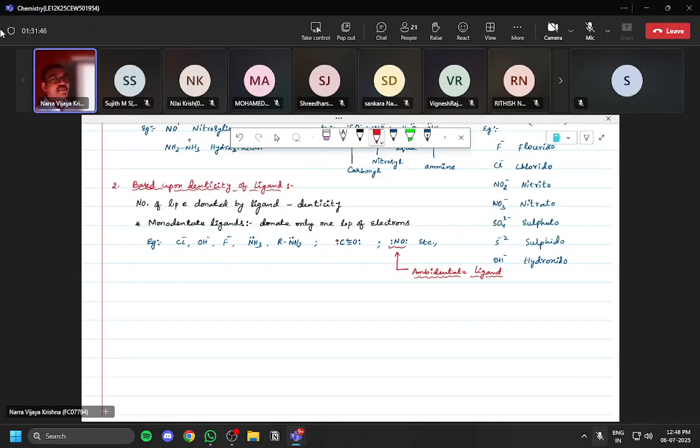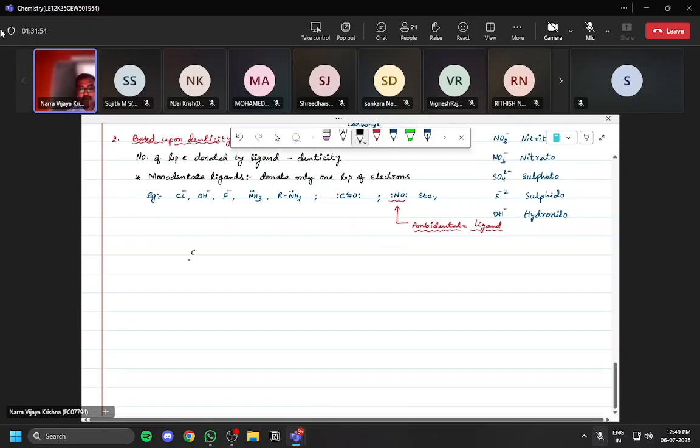Reason? Consider carbon monoxide. Carbon atomic number is 6. Valency is 4, and the outermost number of valence electrons is 4. So the configuration is 1s2, 2s2, 2p2.